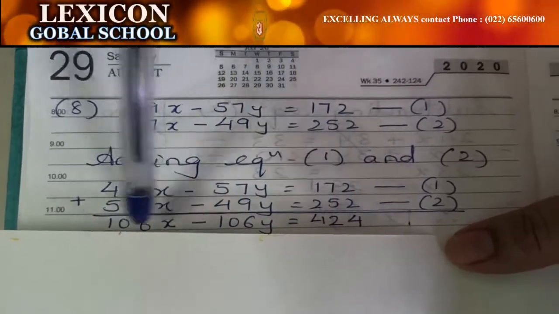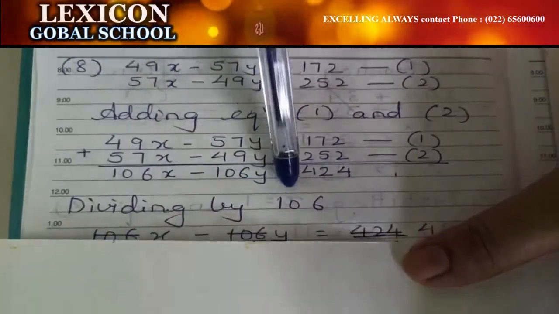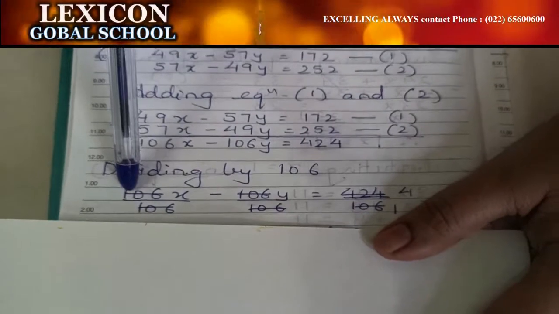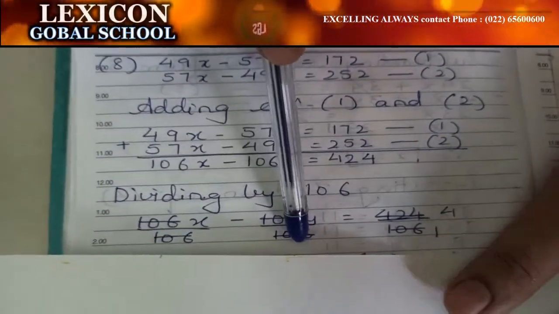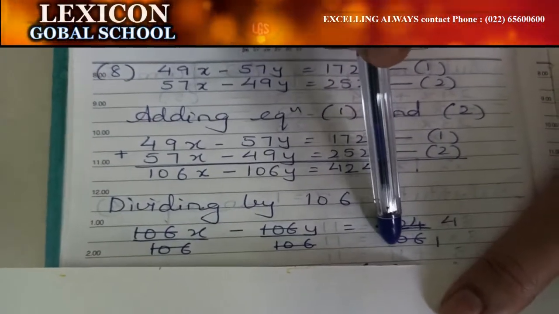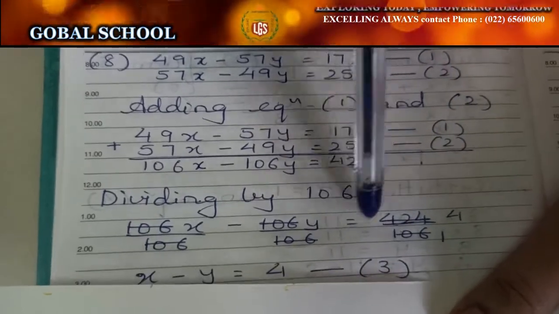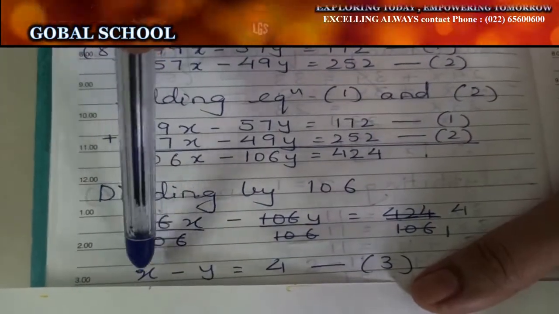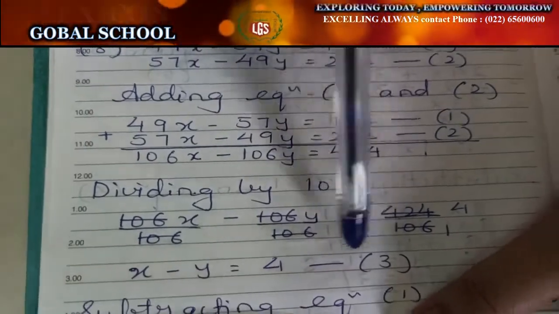So what will I do? I will divide this equation by 106. When I divide by 106, 106 will get cancelled. 424 upon 106 is 4. So which equation do I get? x minus y is equal to 4, which is my equation number 3.